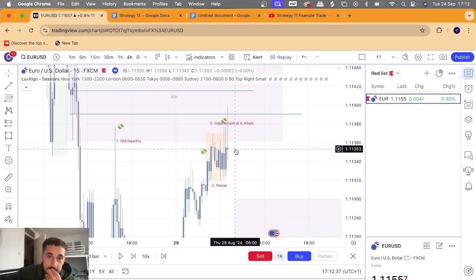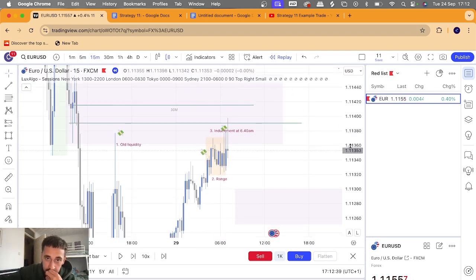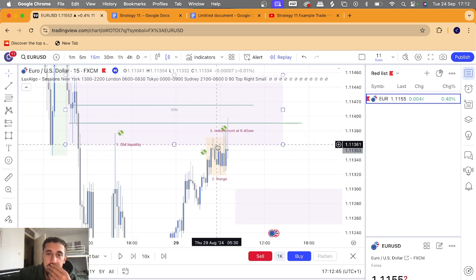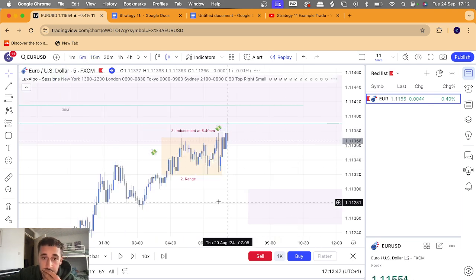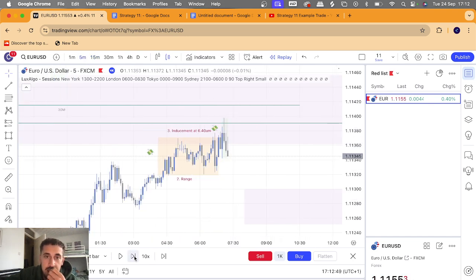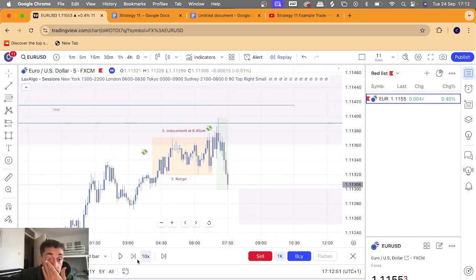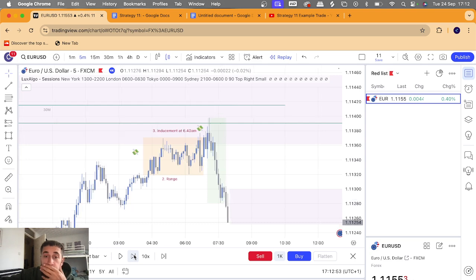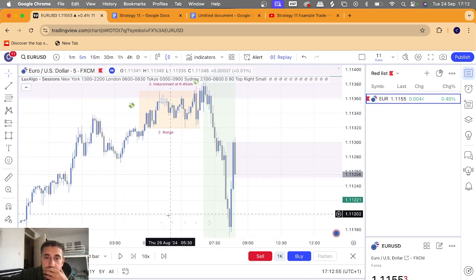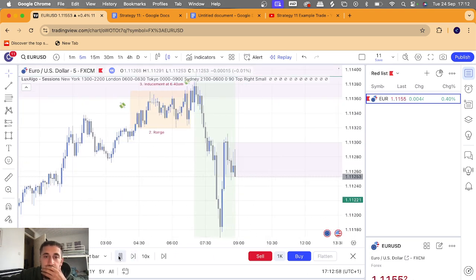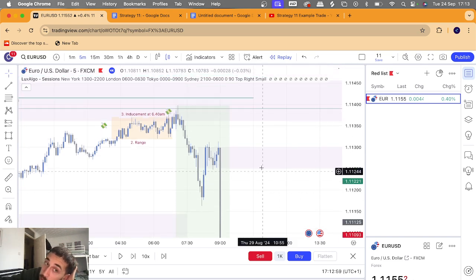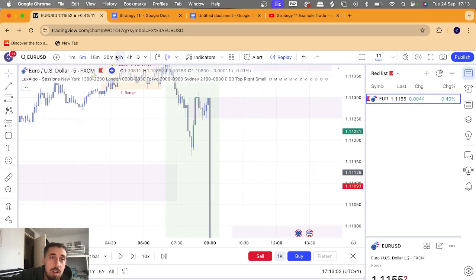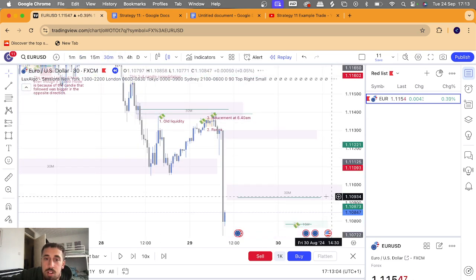Entry also could have been there at the 15-minute close, which again, odd liquidity range, like we've got lots of liquidity built near that. The inducement's questionable. Yeah, the inducement is definitely questionable. But yeah, this one absolutely melts for some reason.